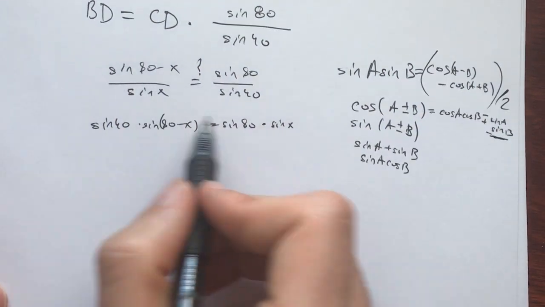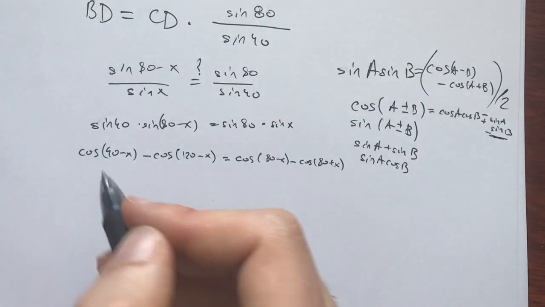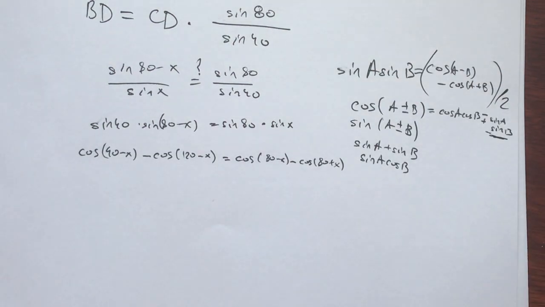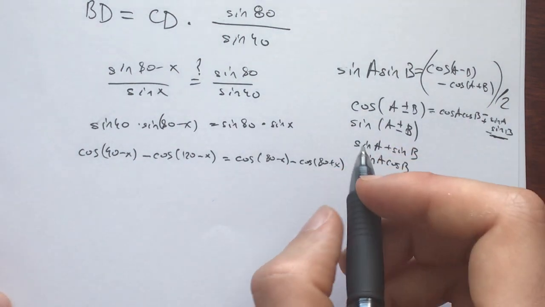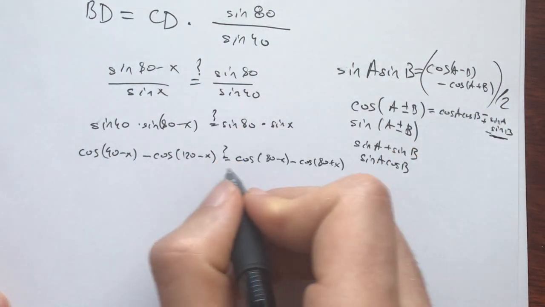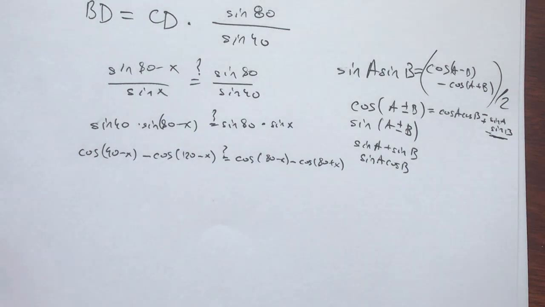And now if we do that here, what we'll get is cosine of 40 minus X minus cosine of 120 minus X is equal to cosine of 80 minus X minus cosine of 80 plus X. So these are all question marks. Are these equal? And this is also in geometry what I call solving the problem backwards. Looking at what if the thing that we need to prove is true, what else holds? So maybe we can figure out what X needs to be or what relationship it needs to satisfy. And then from there, we can maybe prove that.